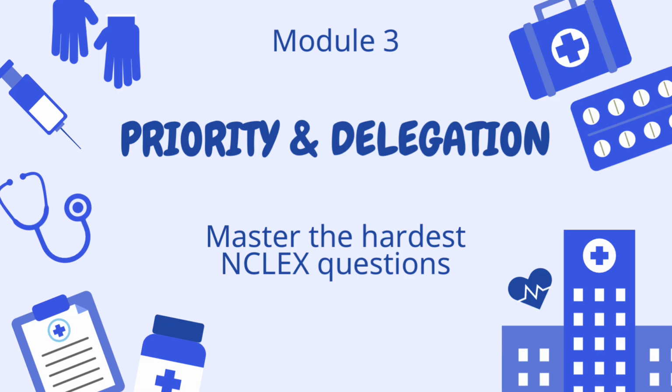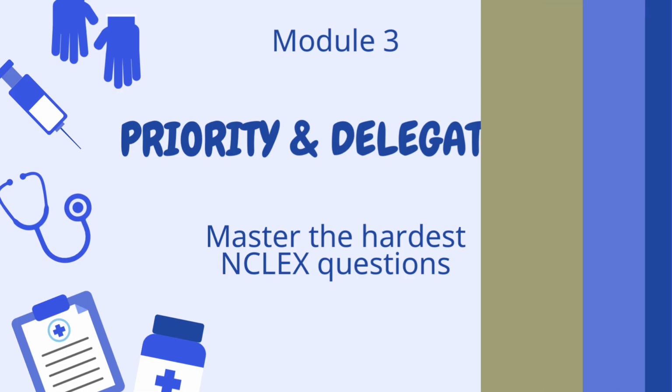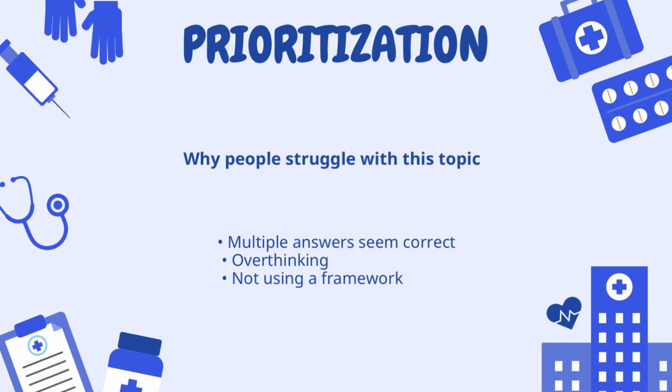Let's get started. Priority and delegation questions can be difficult for a lot of students because multiple answers can seem correct. But the NCLEX is not asking, what could you do? It's asking, what is the safest and most appropriate action first? That's a huge difference. Many students struggle with this topic because multiple answers may feel like the right decision. They may overthink the question, or they are not using a system to organize their thinking. That's why we use different strategies like ABCs, stability, and the C.A.R.E method.